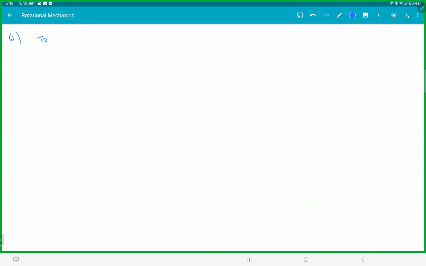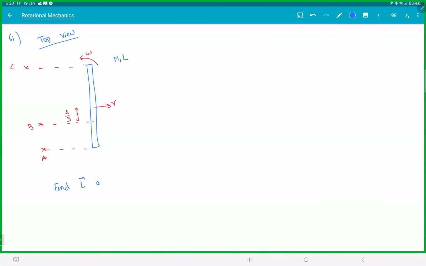Same thing, top view. We have a rod here, mass m, length L, going with V and rotating with omega. This is point A, this is point B, where this distance is L by 3, and this point C. Find angular momentum about A, B, C. This is your center of mass.